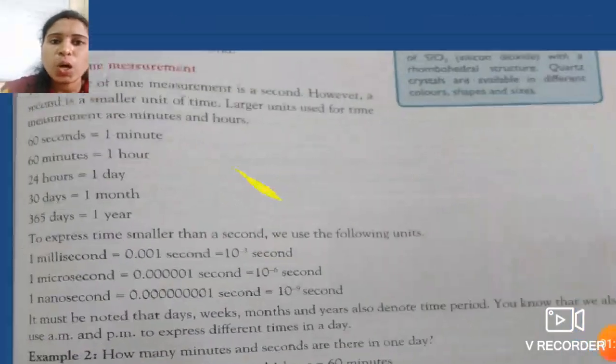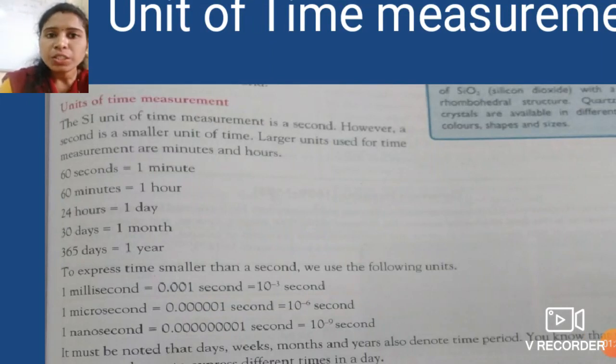See students, all of you know that the SI unit of time measurement is second. This also we have seen in the previous session. The SI unit of time is second, but second is a smaller unit of time. So rather than second, there are larger units of time also. What are those? Minutes and hours. So these two are the larger units of time.